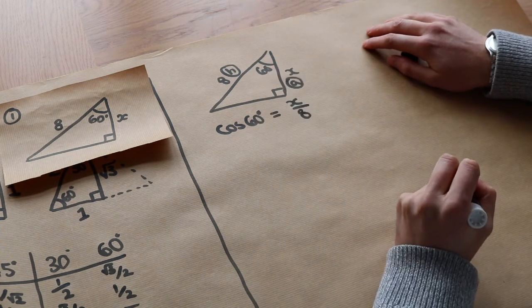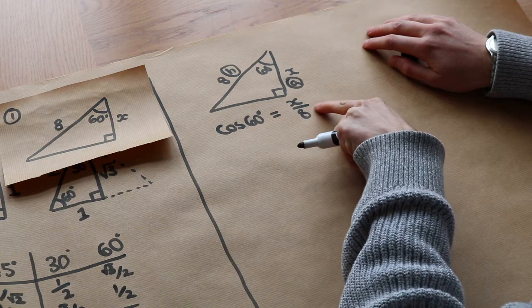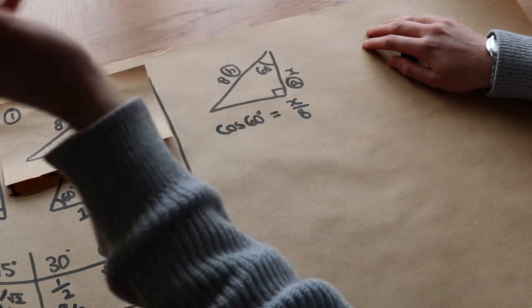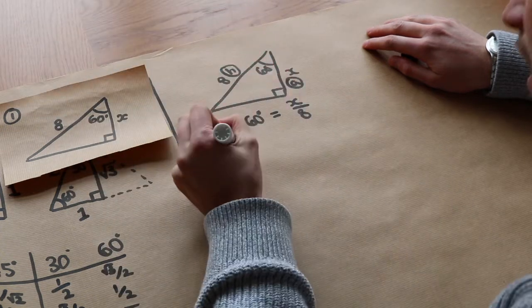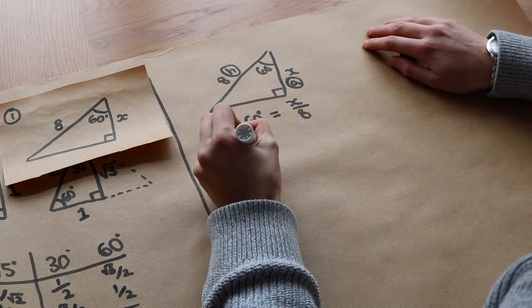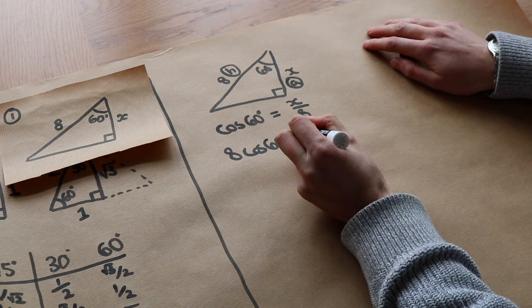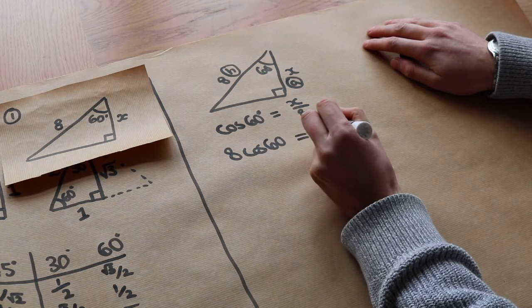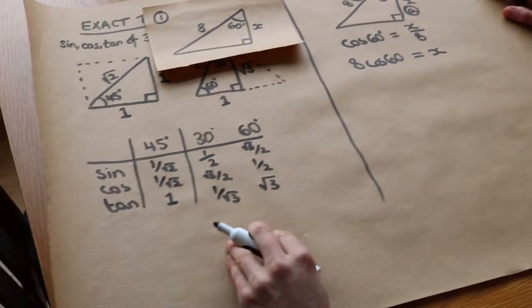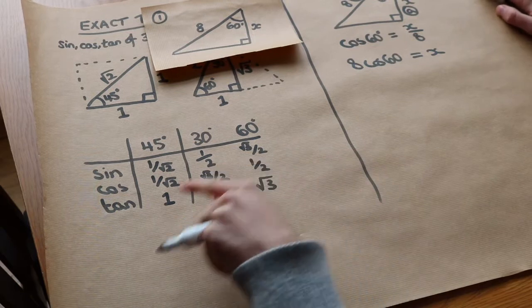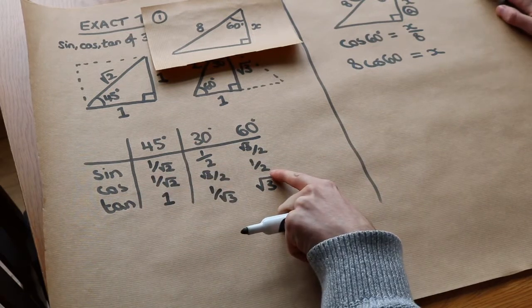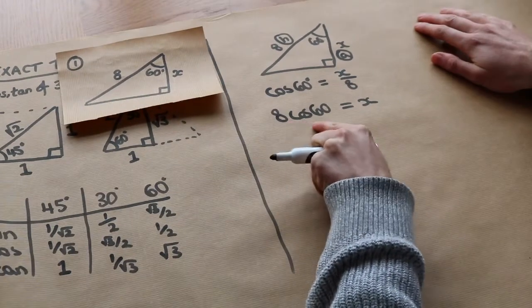And we're going to do what we usually do. Well, we want to get x on its own. We don't want to have that divided by 8. So we times both sides by 8 to get rid of the over 8. So it's going to be 8 cos of 60, and that is equal to x. And then we can look back at these exact values, and we know that cos of 60 is half. So that's just 8 times half.